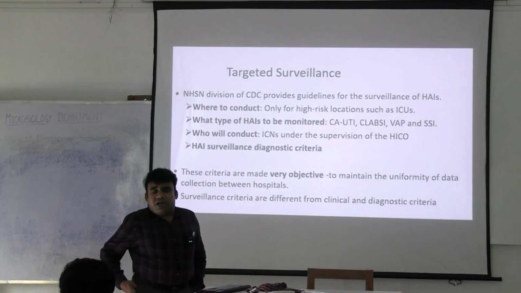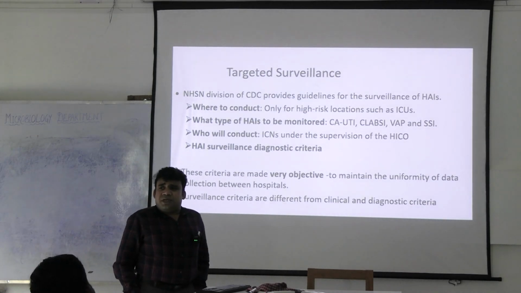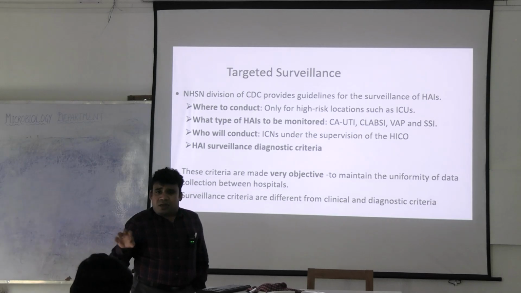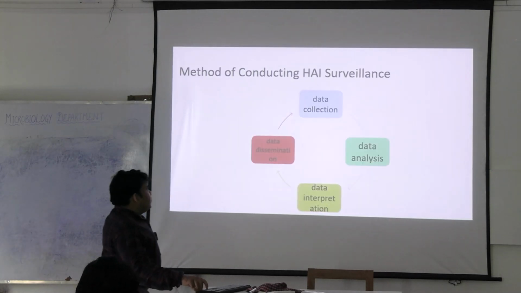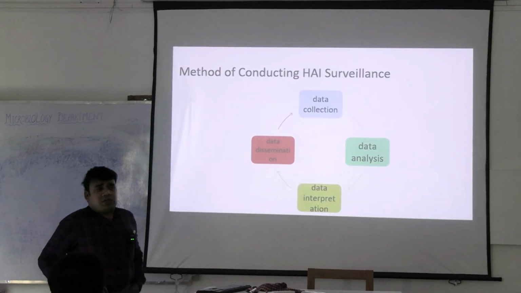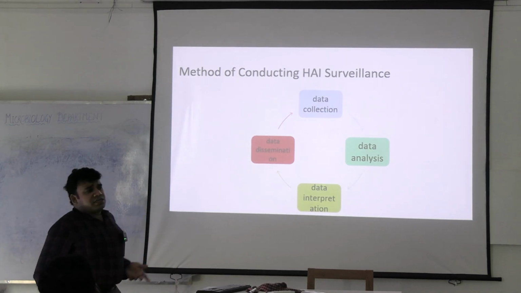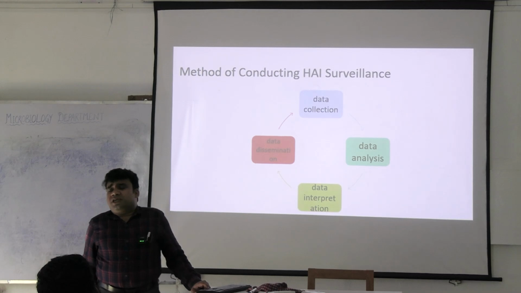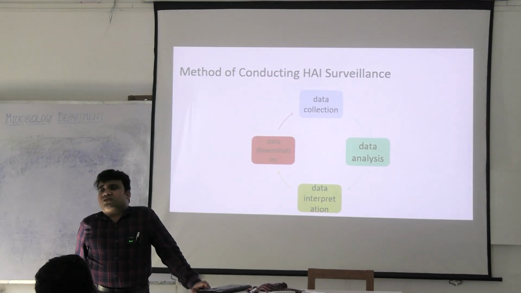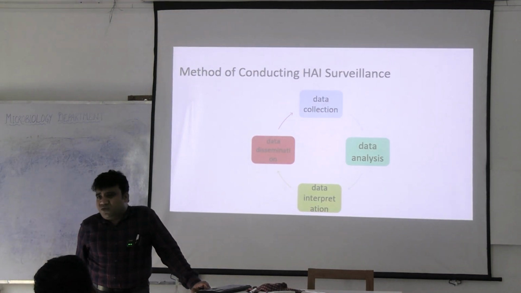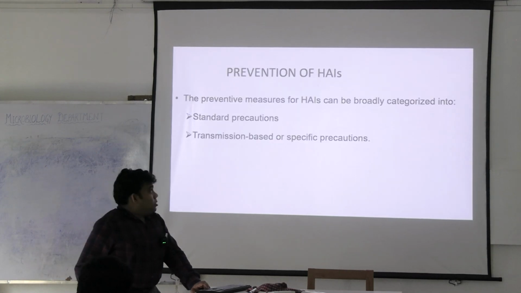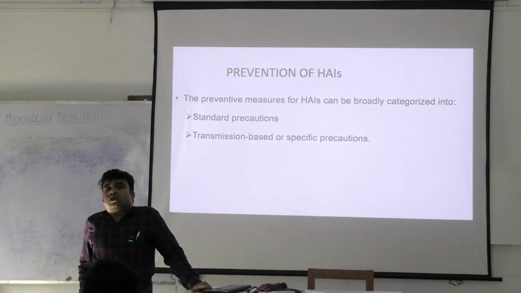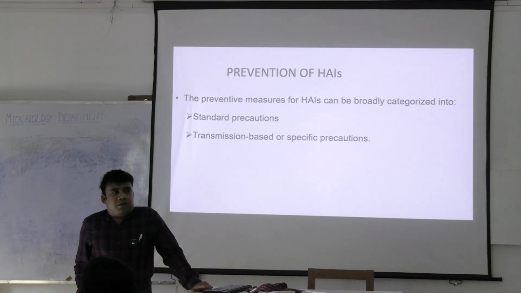Obviously, full surveillance cannot be done at the hospital in toto. Hence, targeted surveillance or targeted areas are done. This is called targeted surveillance. Now, the surveillance occurs in this way. First, the data is collected, then the data is analyzed, and then the data is interpreted. Finally, the data is disseminated to all parts of the hospital system so that these infections can be controlled. So this was all about HAIs.